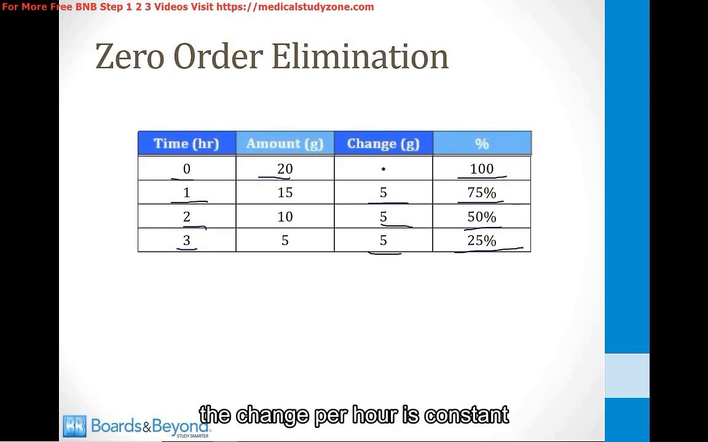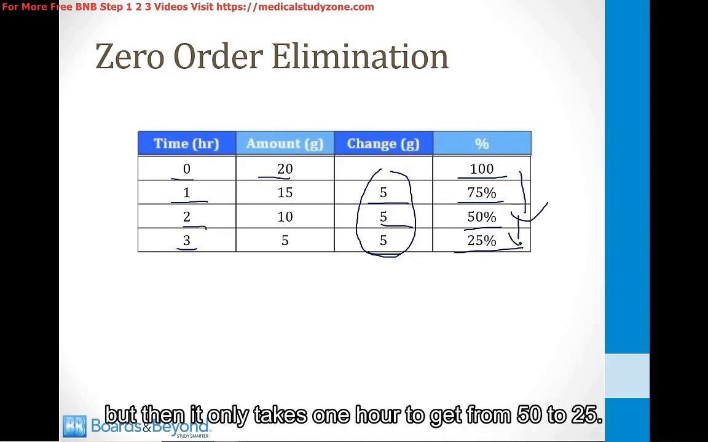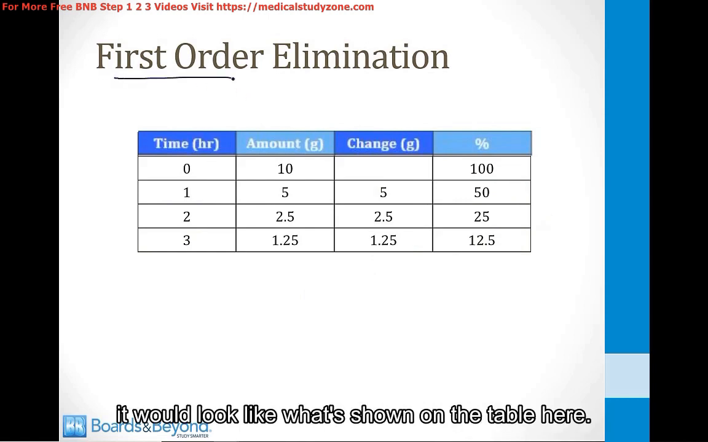The key point is that the change per hour is constant and the half-life will always vary. So for example, it takes 2 hours to get to 50%, but then it only takes 1 hour to get from 50 to 25. If we had a drug with first order elimination, it would look like what's shown on the table here.